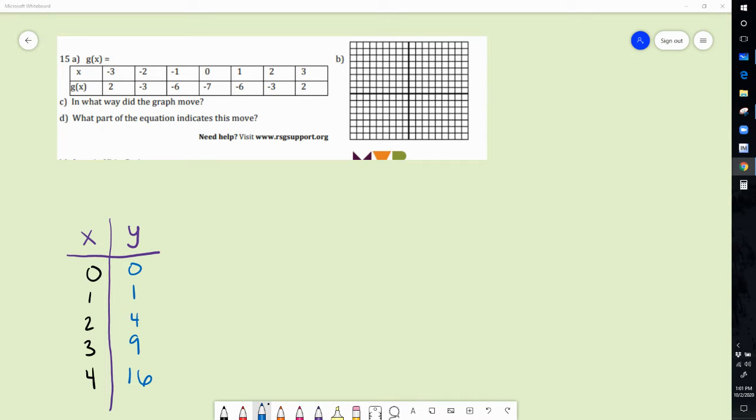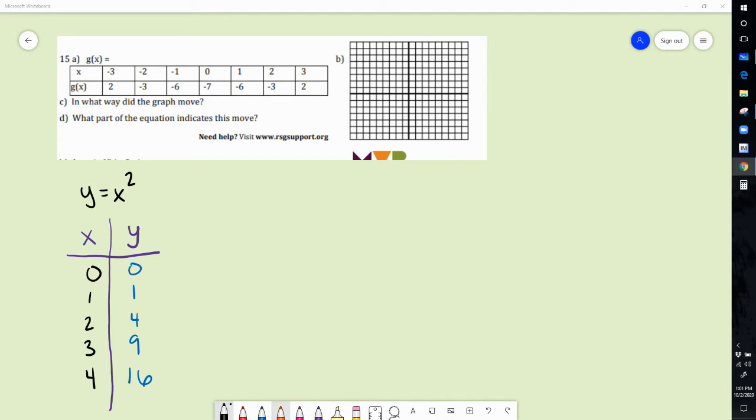So here on the screen, you'll notice a table. This is the table of the parent function. Remember, y equals x squared. That table represents that function. That's going to be extremely important. All of the movements you make from one point to the next, you get from this table. So please make sure you write down this table.